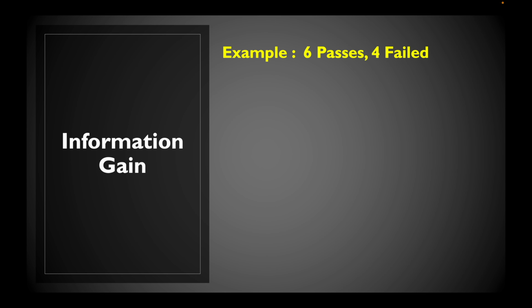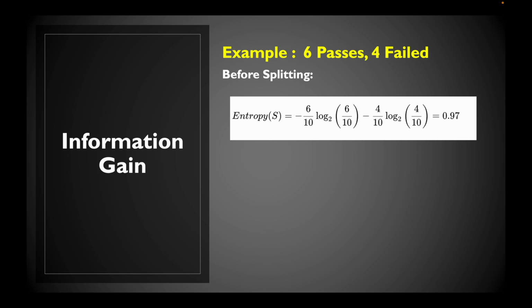Let's see an example of information gain. Suppose we have 10 students and 6 passed and 4 failed. Therefore, entropy before the split can be calculated like this, and it is 0.97.